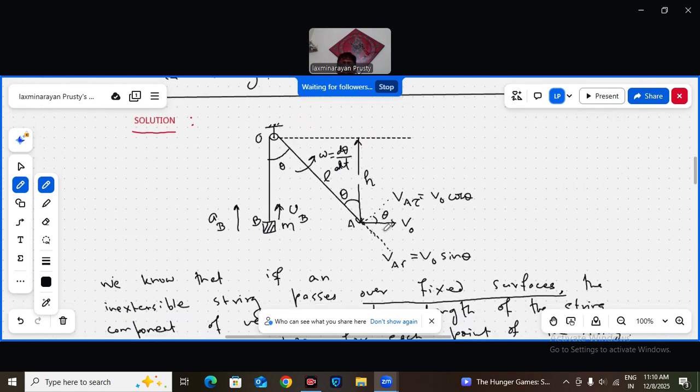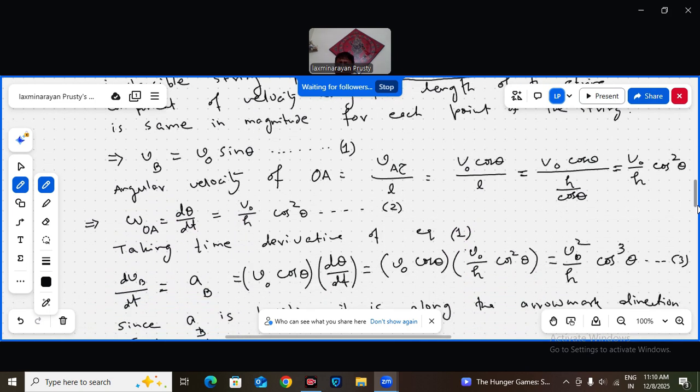Very simple concept. Otherwise, you could have done this: the work done by the tension force is 0. So T dot V naught plus T dot V_B, you can add to 0, and you will get the same answer. Okay, that is a simple question.